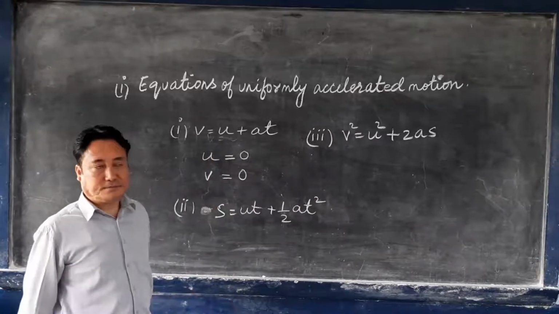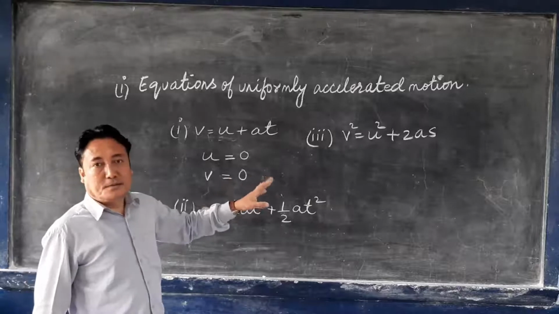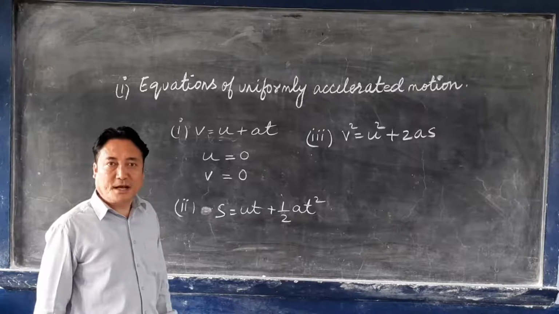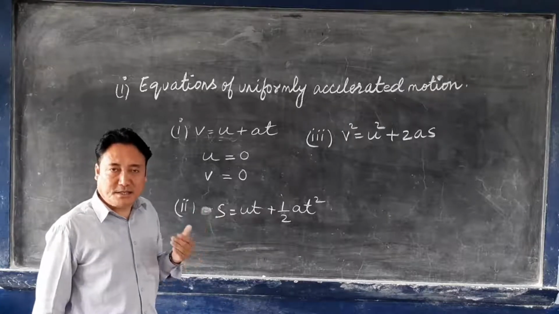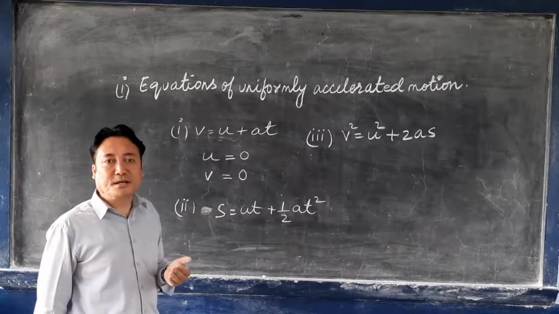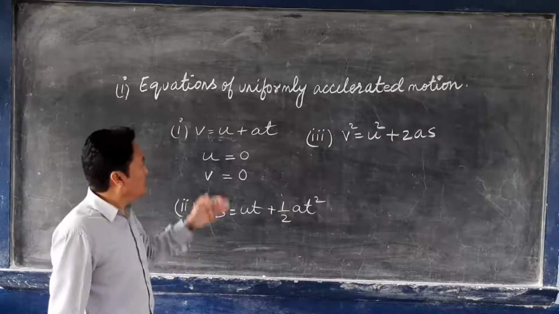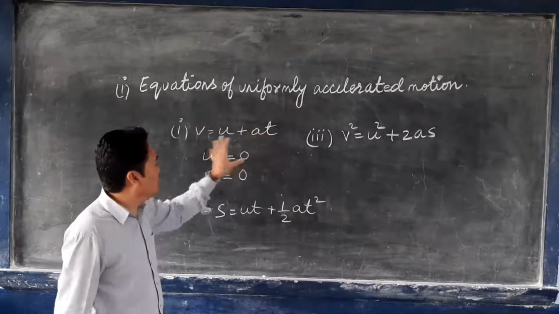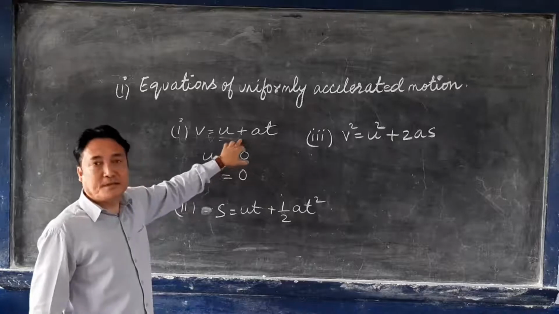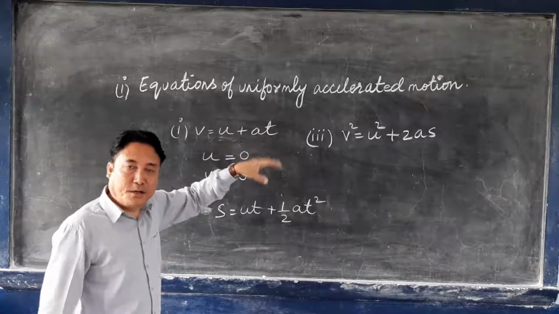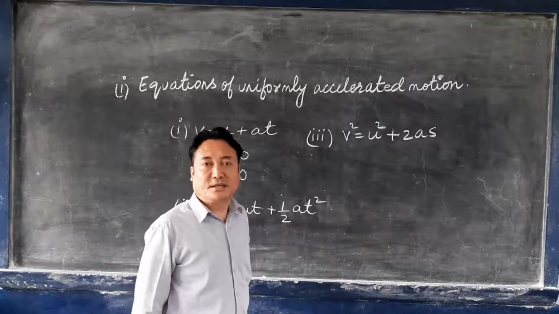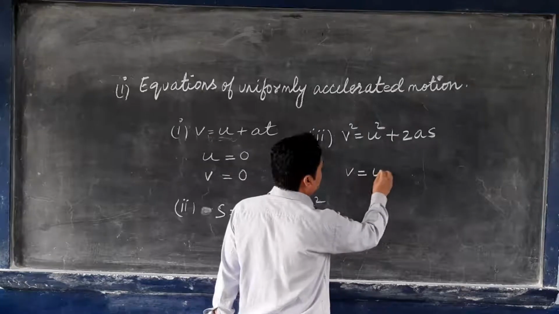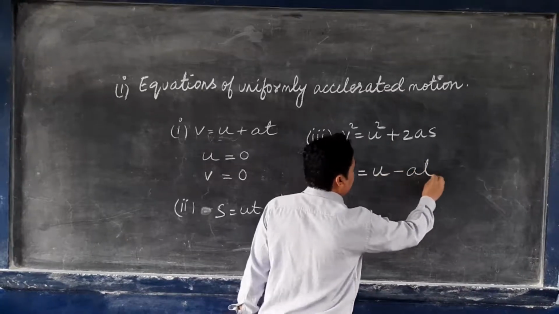But when a body is moving with retardation, retardation means when the velocity decreases, then the same equations of motion will change. Change means there is no change in the equation, but only a change in the sign. When a body produces retardation, in that case, the first equation will be V equals U minus AT.